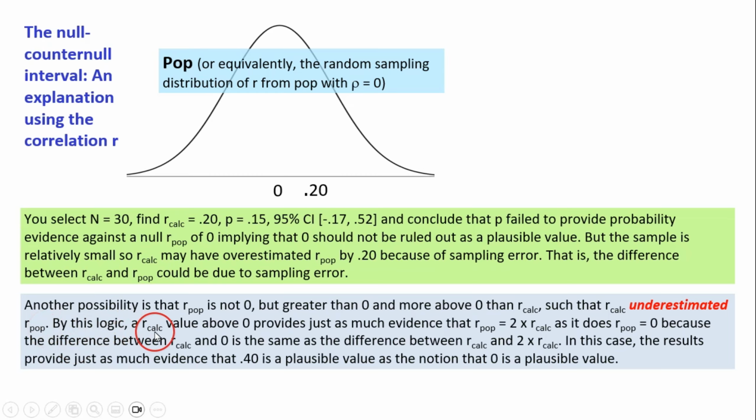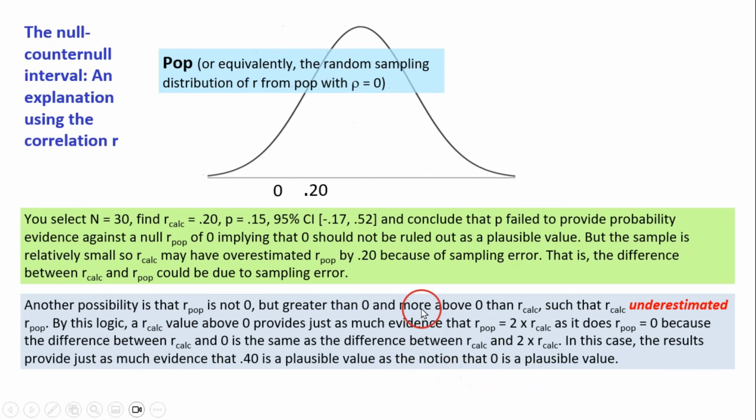By this logic, an R calc value above 0 provides just as much evidence that R population is actually 2 times R calc as it does that R pop equals 0, because the difference between R calc and 0 is the same as the difference between R calc and 2 times R calc. In this sense, the results provide just as much evidence that 0.4 is a plausible value as the notion that 0 is a plausible value. And that's where the counter null value comes into play.